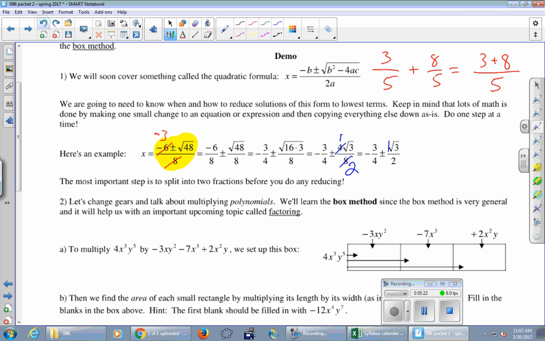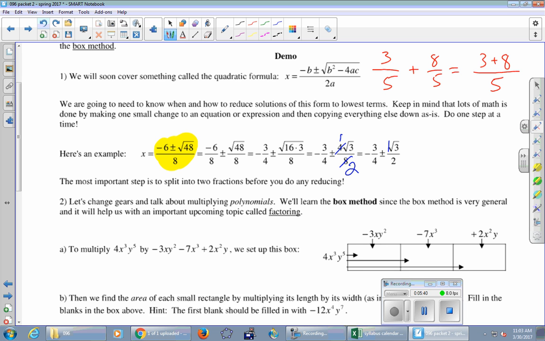And so that's why the very first step is to help us kind of avoid that temptation. It looks like we should be able to cross off. You can, but not until you split and give every part of the numerator its own denominator. Then they can work with the denominators separately.